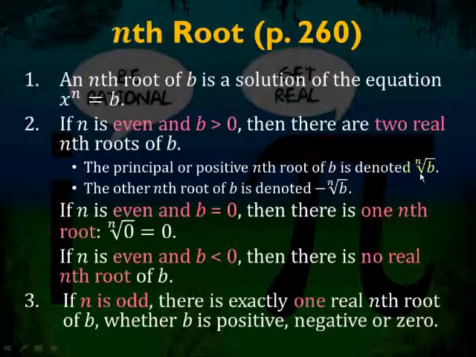If you just see it written in numerical form, the positive nth root of b is denoted this way, the nth root of b. It's always going to be positive. If I put 4th root of 16, your answer is 2. The other 4th root or nth root would be the negative nth root of b.